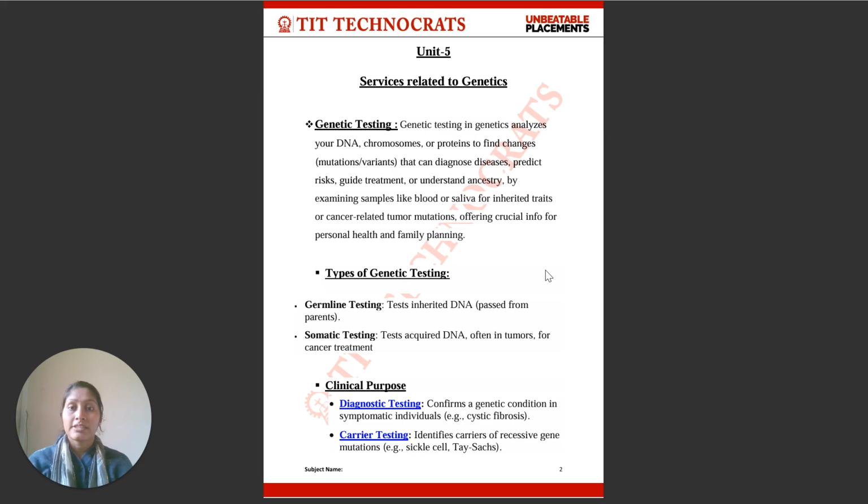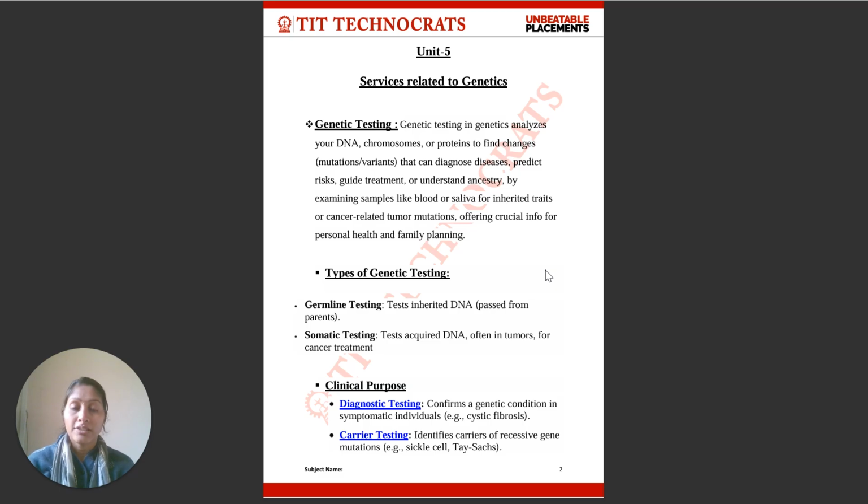In the types of genetic testing, first is germline testing, which tests inherited DNA passed from parents, and second is somatic testing, which tests acquired DNA, often in tumors for cancer treatment.